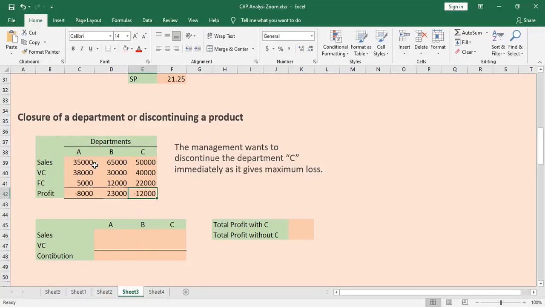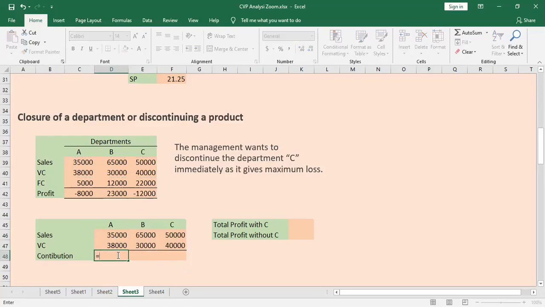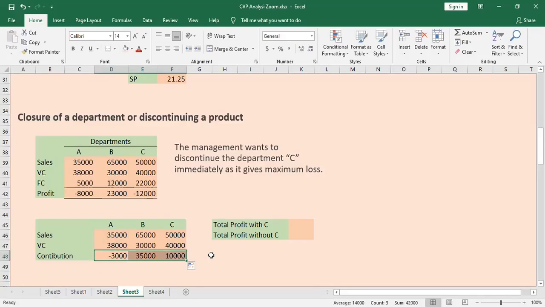We know this information. We have sales and variable cost. So I'm going to get those values down here, copy and paste. So you have sales and variable cost. Easily, you have sales minus variable cost, then you can calculate the contribution, right? Now we have the contribution value.